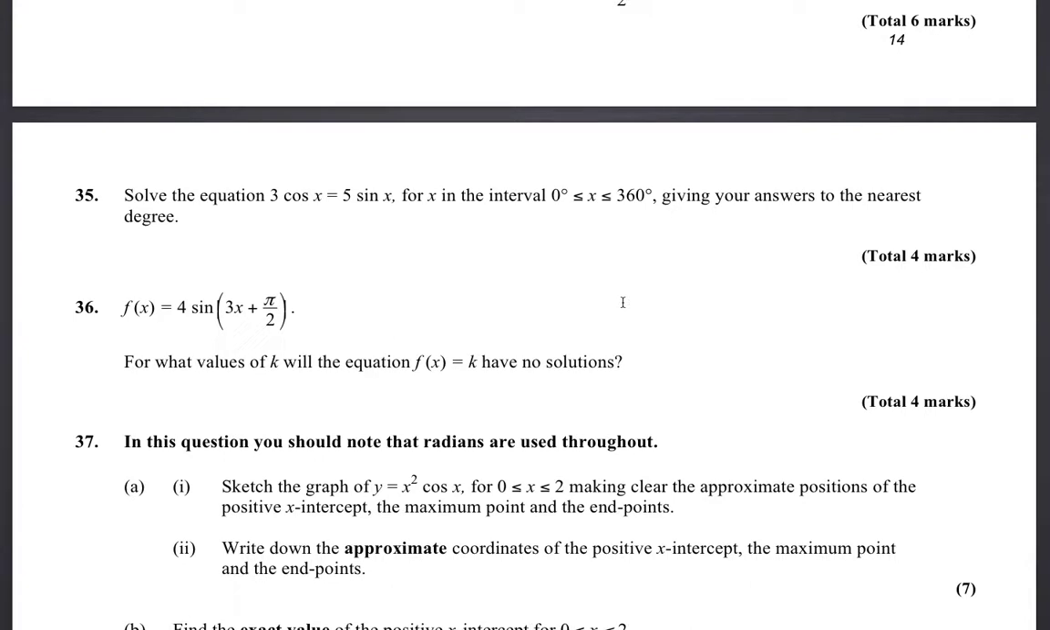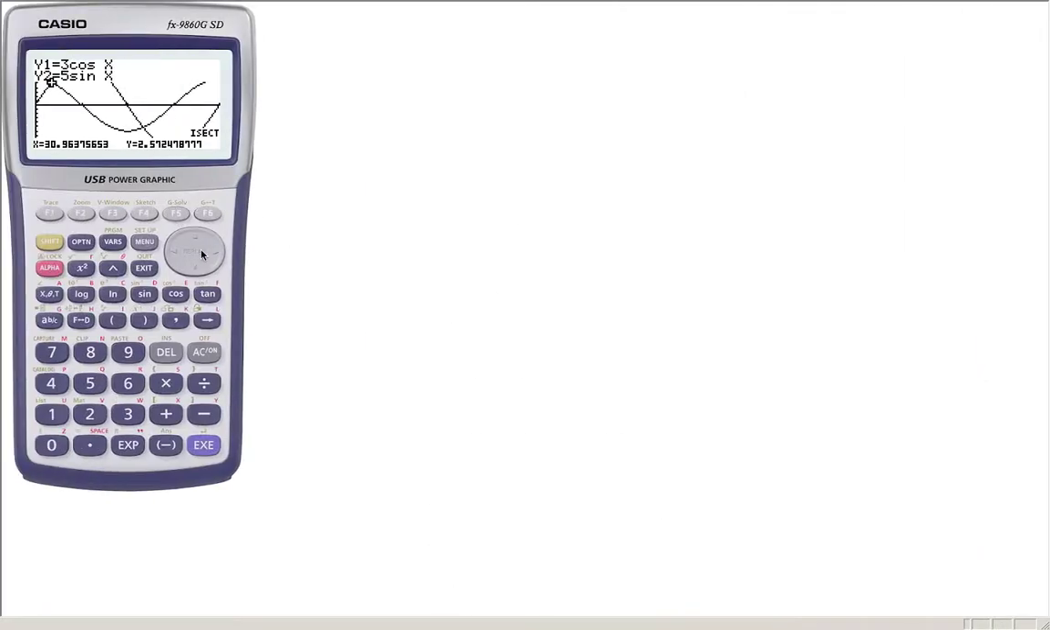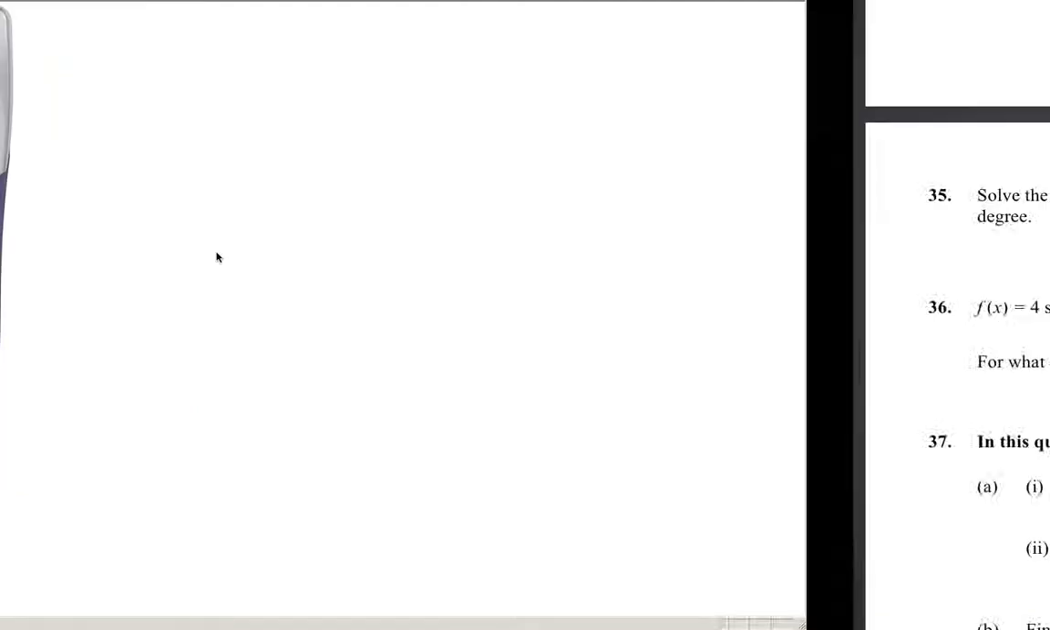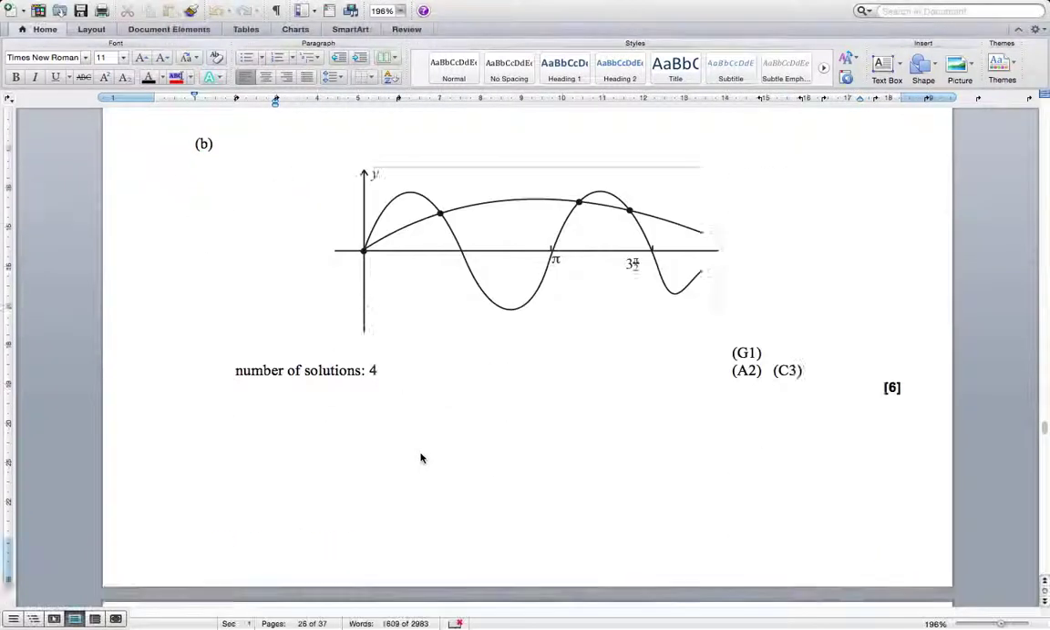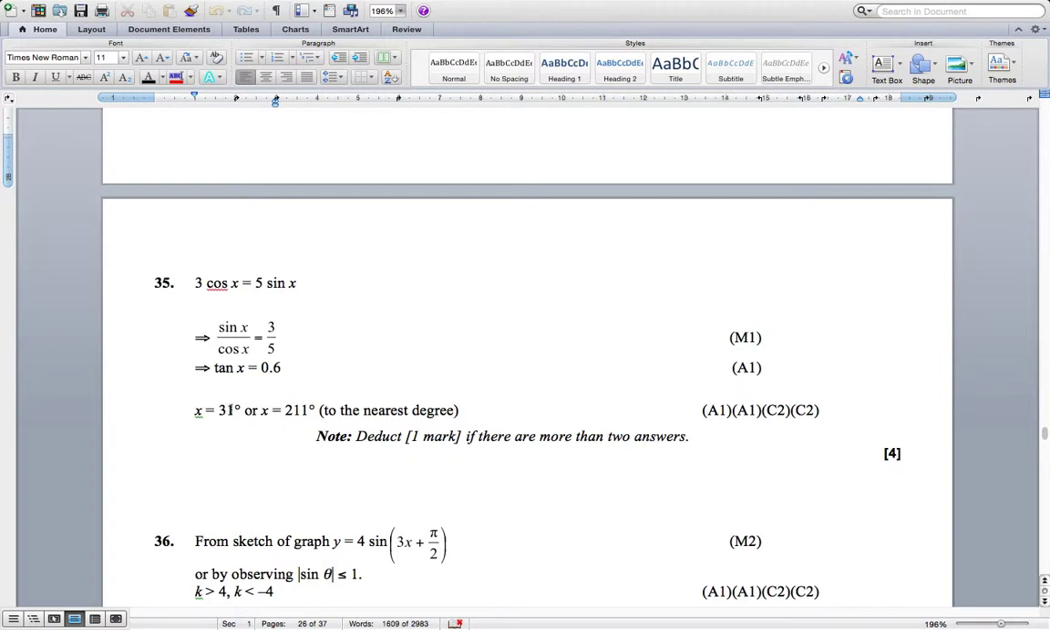So find the point of intersection. So G solve, intersect. So one answer is 30. So you're supposed to write to the nearest degree. So the first answer is 31 degrees. Second answer is 211 degrees. Okay, so let us check the mark scheme. So 31 degrees or 211 degrees.